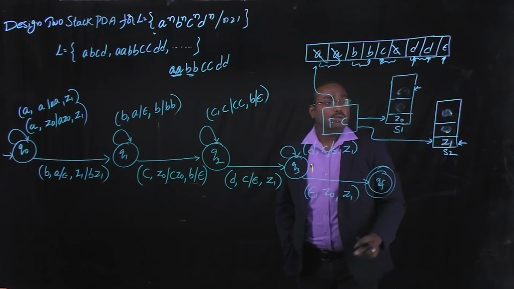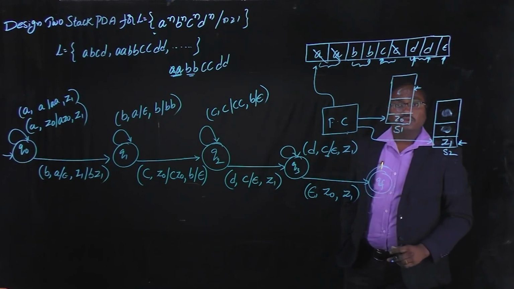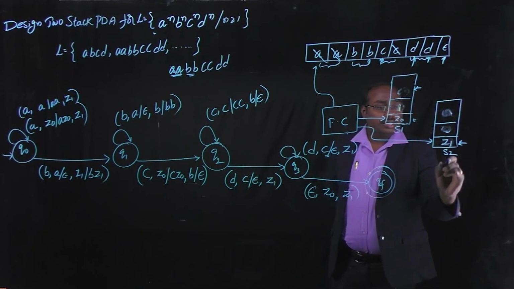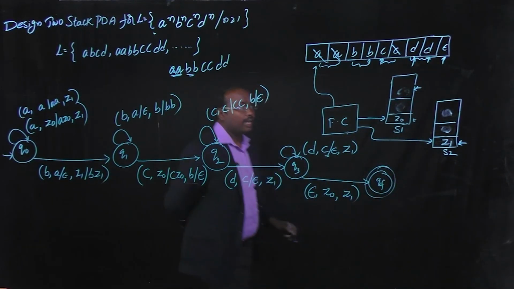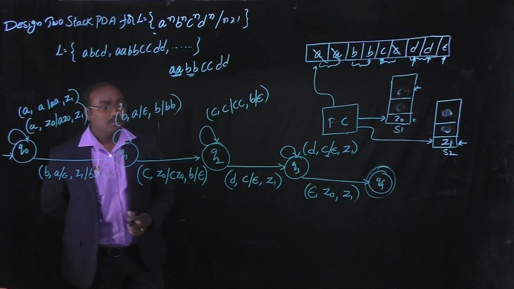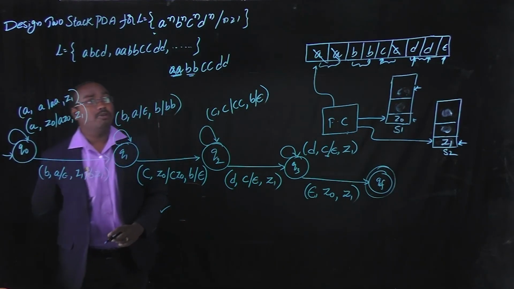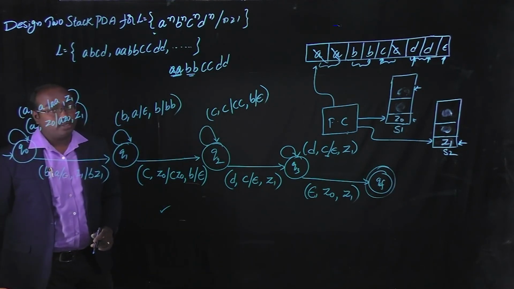So now both stack 1 and stack 2 are emptied. The top element is Z0 on stack 1, and the top element of stack 2 is Z1. Then the given string is accepted. In this way we construct a 2-stack PDA for the language a power n, b power n, c power n, d power n, where n is greater than or equal to 1. Thank you.